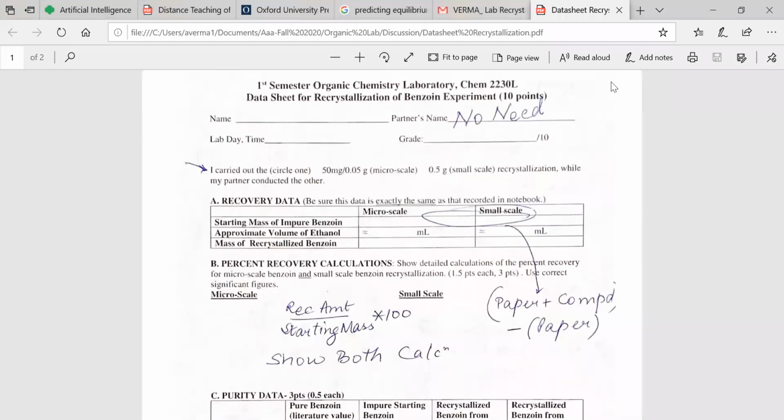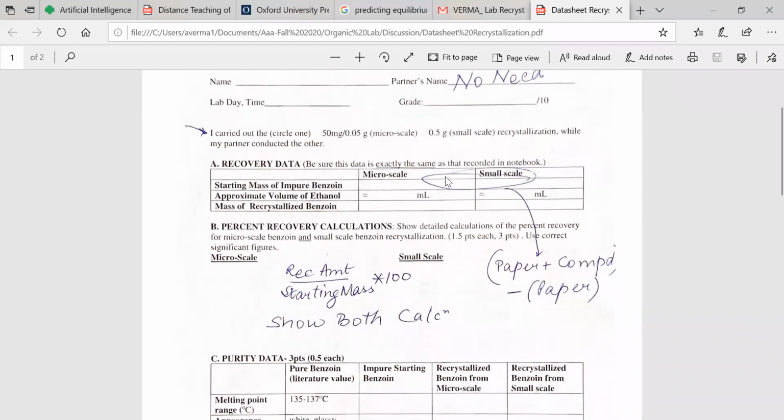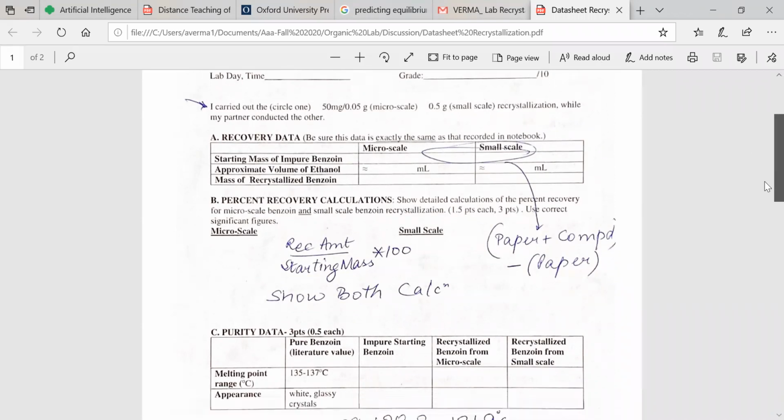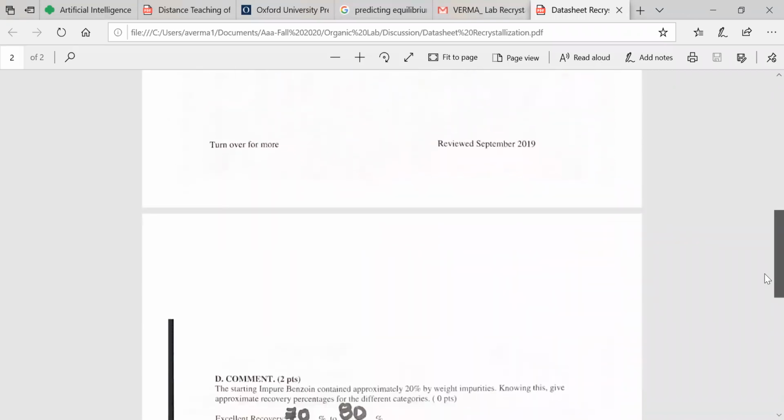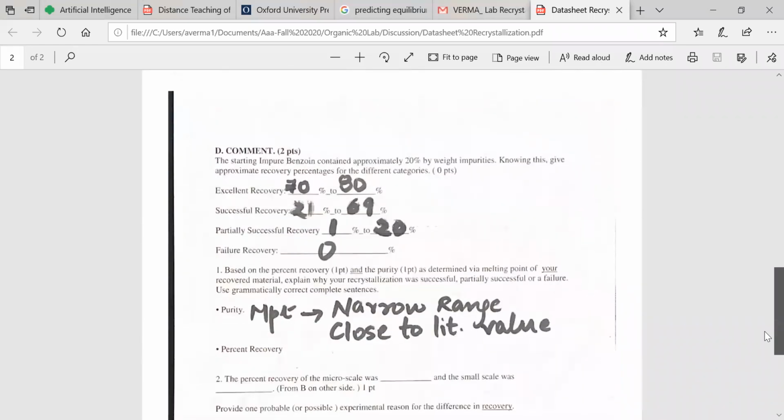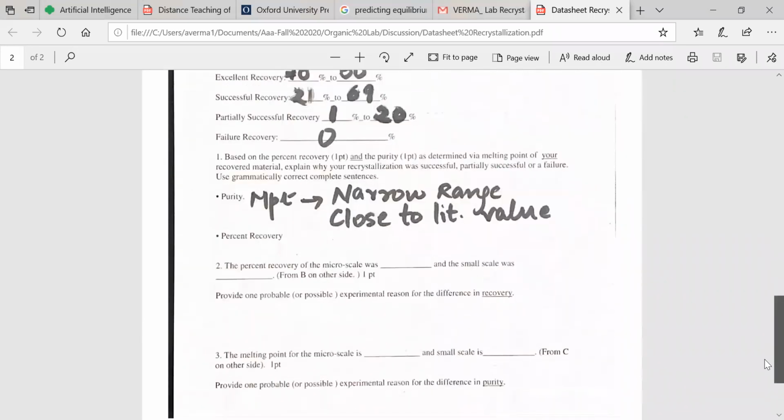For the data sheet, make sure that you start answering the questions in order, and you will have a partner with whom you will swap your data. You will collect one data and you will get the other data from your partner. You can use the information that I have posted on your Brightspace as well.